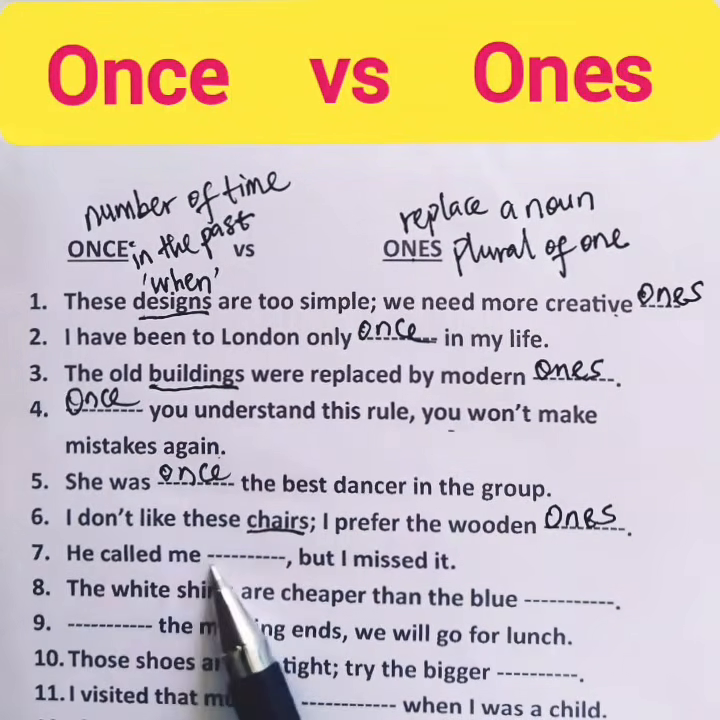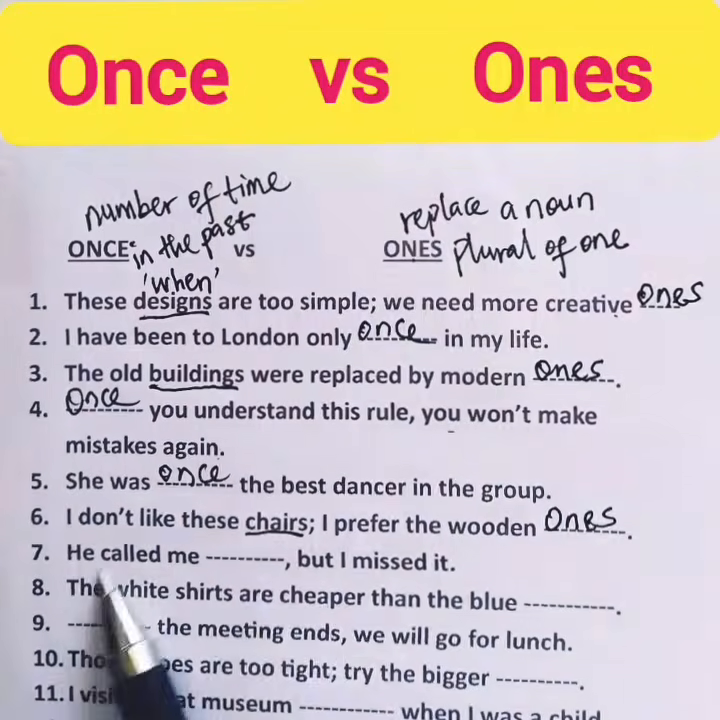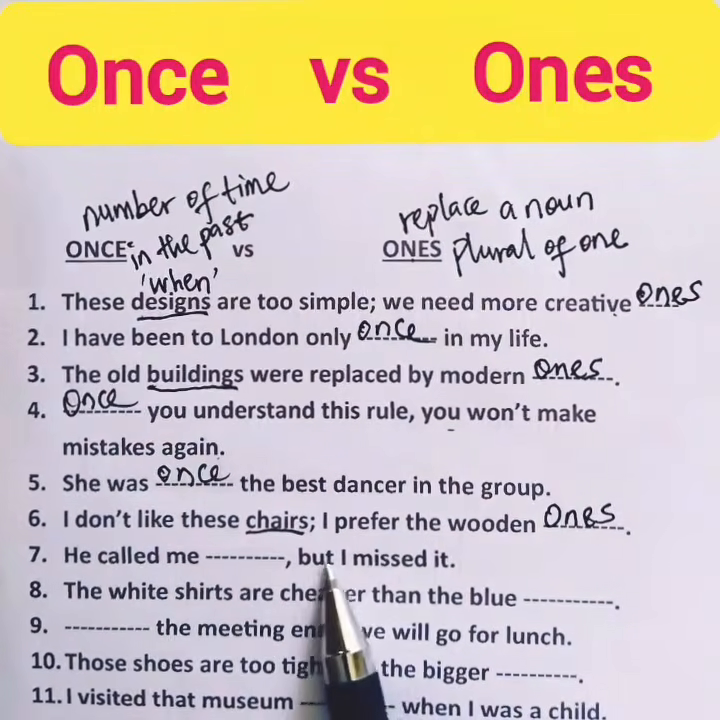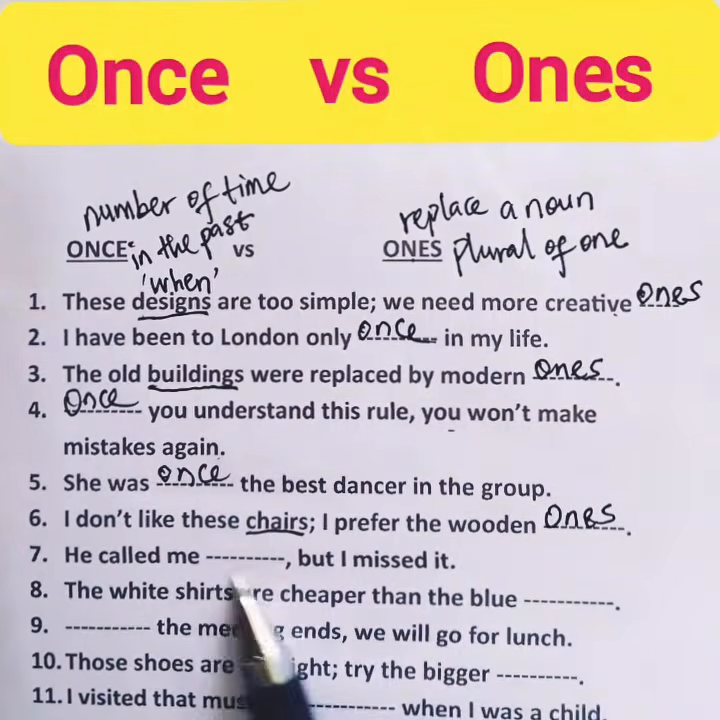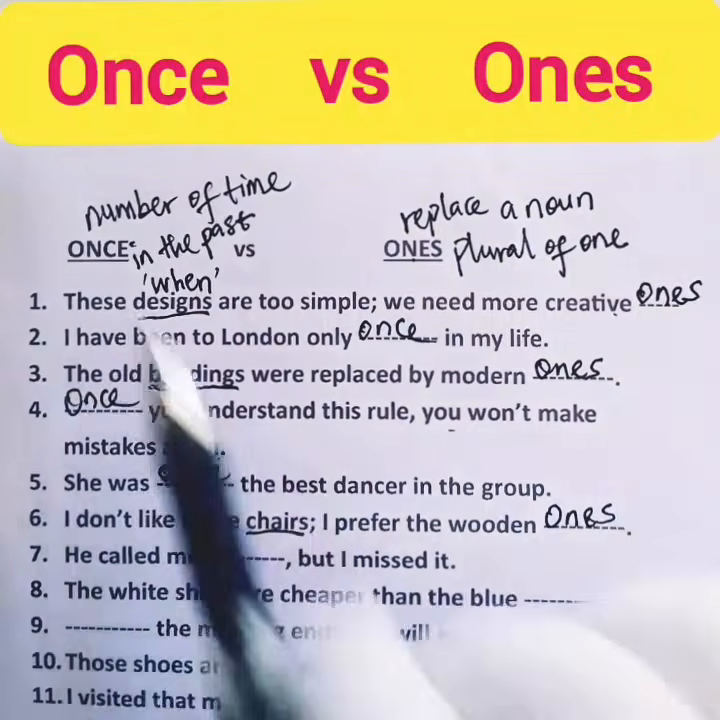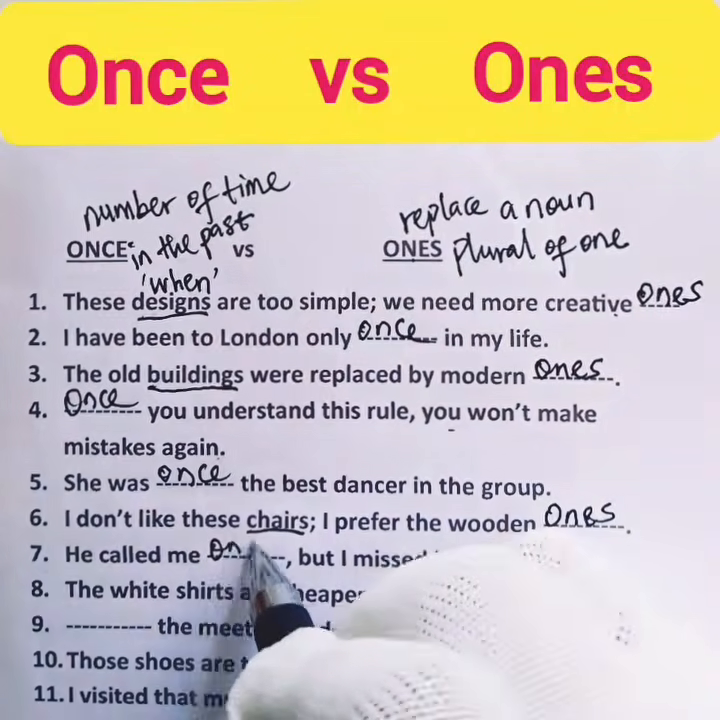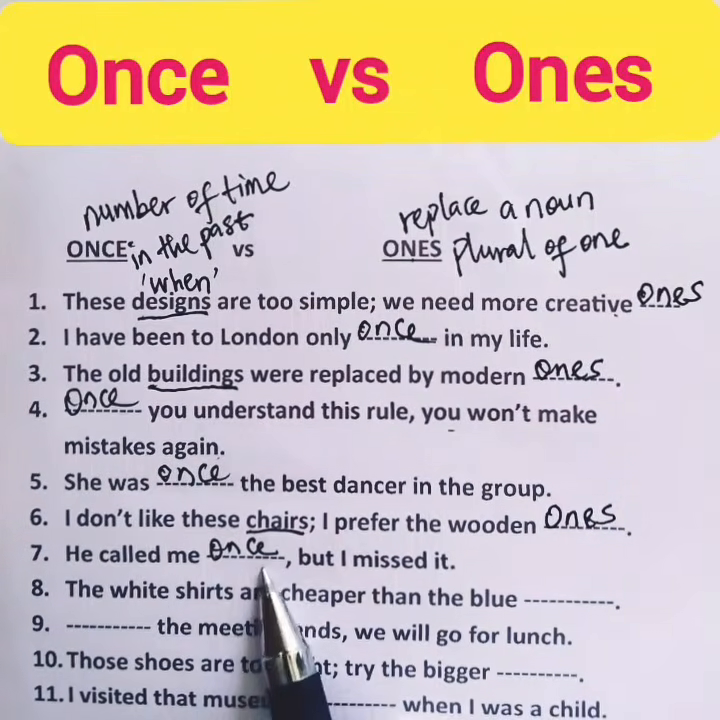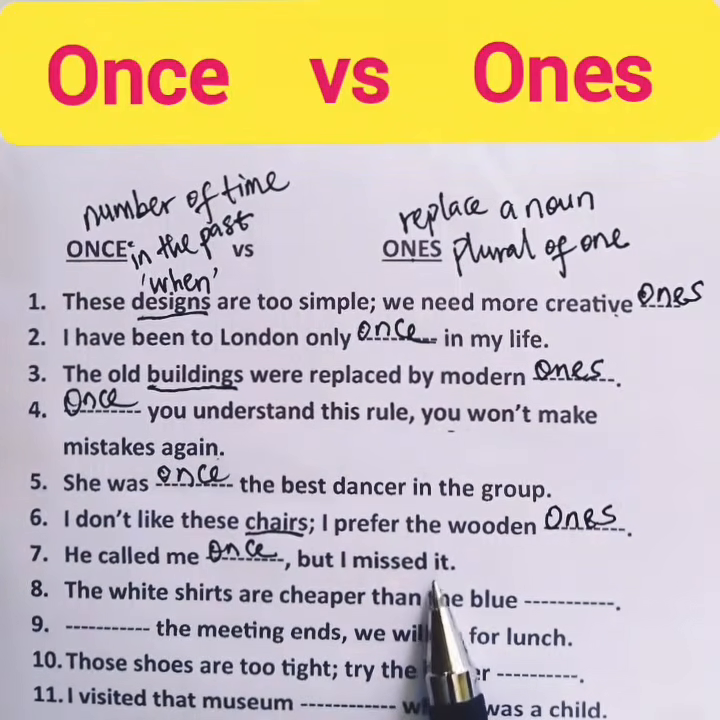7. He called me blank, but I missed it. Here the sentence is talking about the number of times that I was called. So which of them do we use to talk about number of times? This. Once. He called me once, but I missed it.